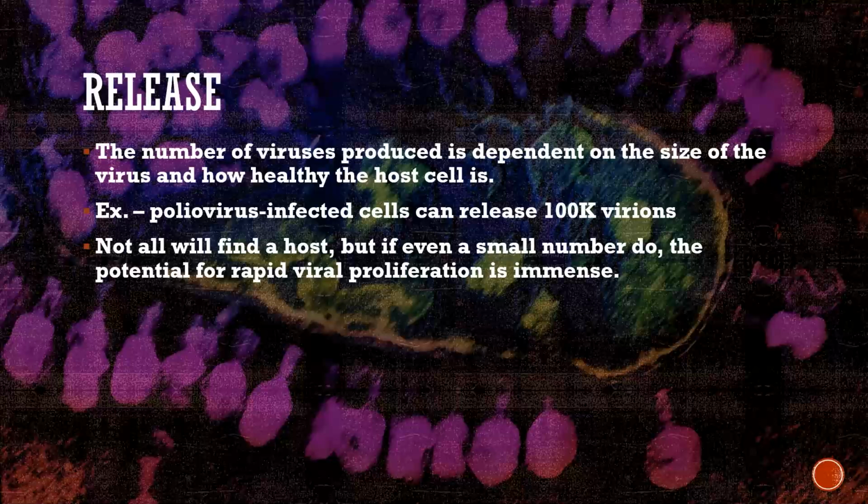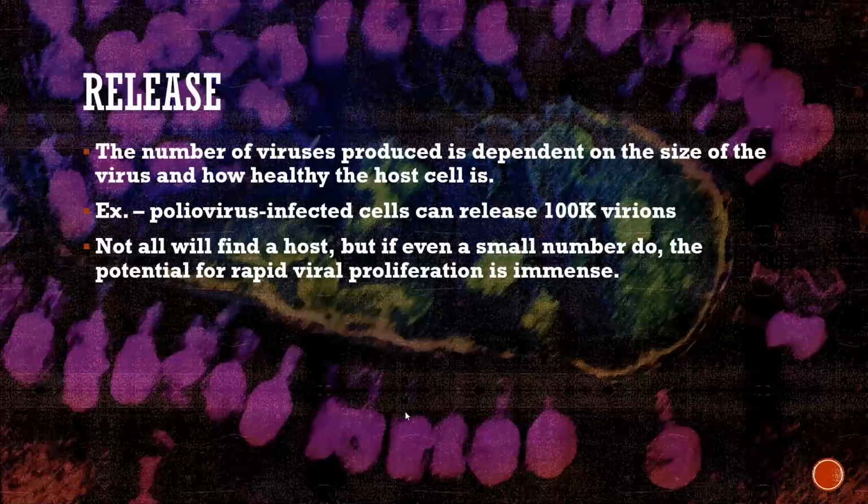The number of viruses produced is dependent on the size of the virus, as well as how healthy the host cell is. So the smaller the virus, the more of them you're going to make, as well as healthier host cells will make more viruses than sickly ones. You can see in the background here, the number of viruses shown out here in magenta to one host cell in the middle.